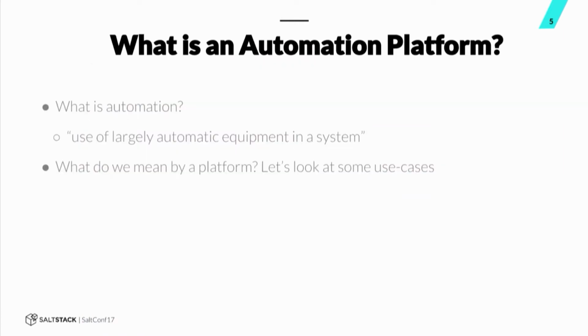So first things first, what is an automation platform? It's kind of an abstract term, I guess. What do you even mean by that? Usually when you talk about automation, the dictionary tells us that automation is the use of largely automatic equipment in a system, which I have no idea what that means. If someone has a better way of explaining that, let me know. Basically, automation is just making it so that we don't have to touch stuff because we are too busy or too lazy to do so.